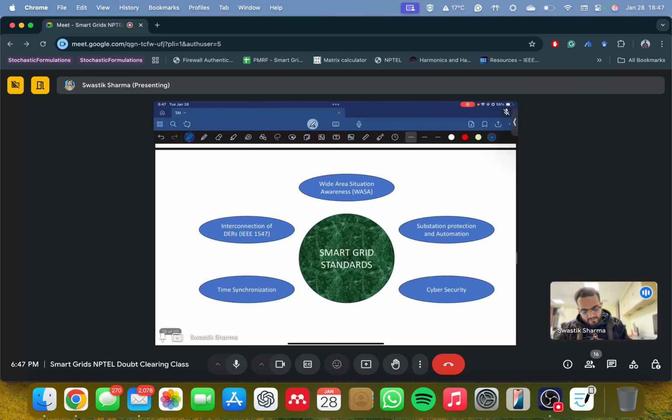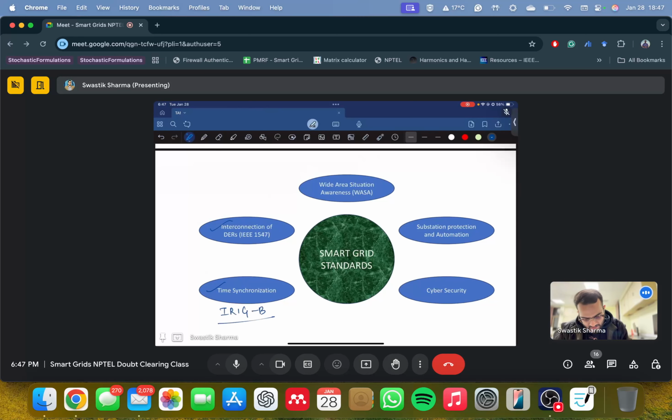So smart grids had different standards. There's interconnection of grid, IEEE 1547. There is time synchronization, something called IRIG-B. I don't know the exact abbreviated form, but the standard that supports this time synchronization is IRIG-B.